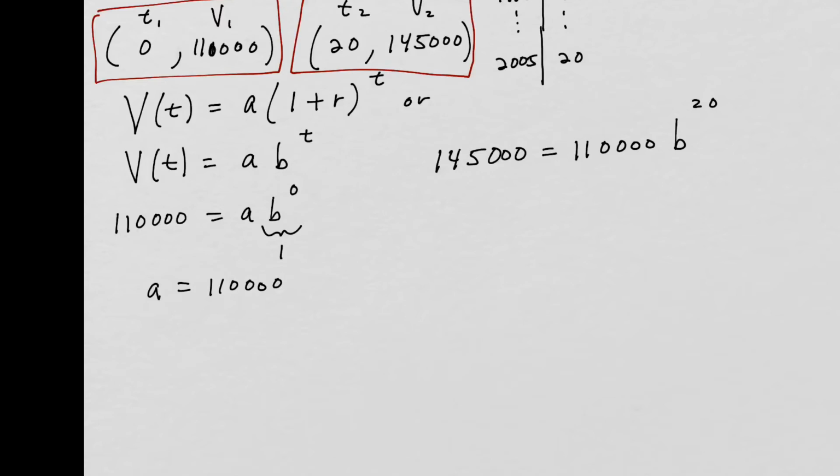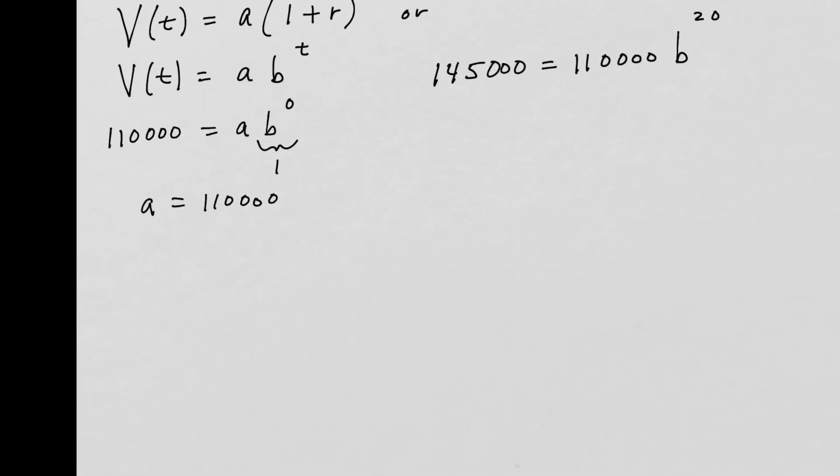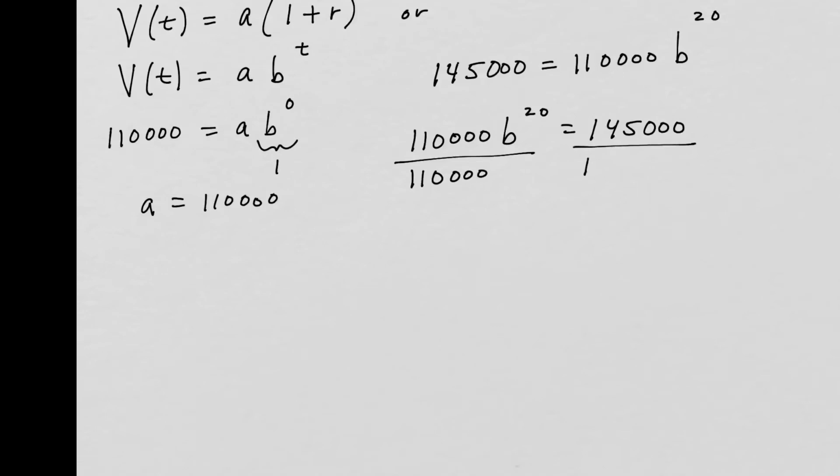How do I solve this equation for B? Well, first of all, you want to isolate the B to the 20th. So let me write this again, so the B is on the left-hand side. To isolate the B to the 20th, I just divide by 110,000 to start. So I get B to the 20th is equal to around 1.31818.